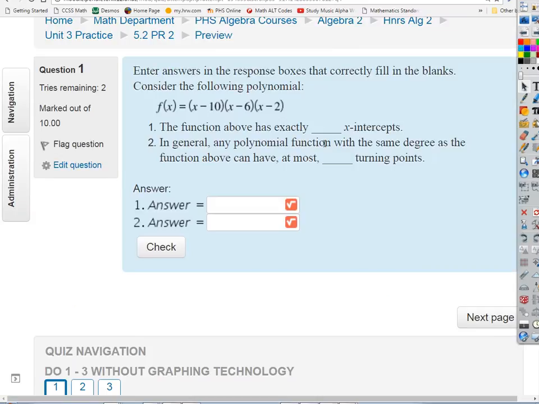What about this then? So exactly how many x-intercepts does that function have? It's got 3. How come? It's got 3 distinct factors, x minus 10, x minus 6, and x minus 2. So it has 3 x-intercepts. A polynomial of this degree could have at most how many turning points? 2, right?